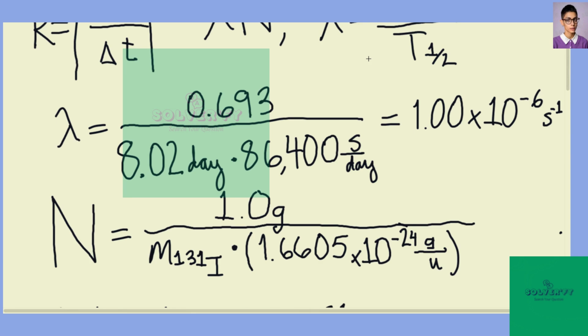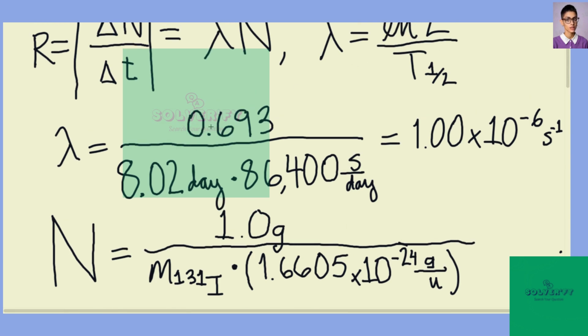Dividing the numerical approximation of the logarithm of 2, which is 0.693, by the half-life in seconds, we end up with 1.00 times 10 to the negative 6th inverse seconds.